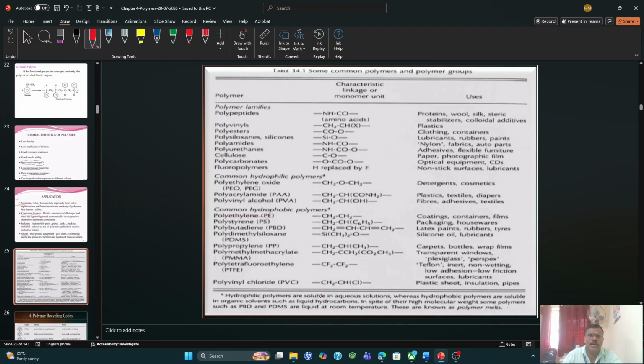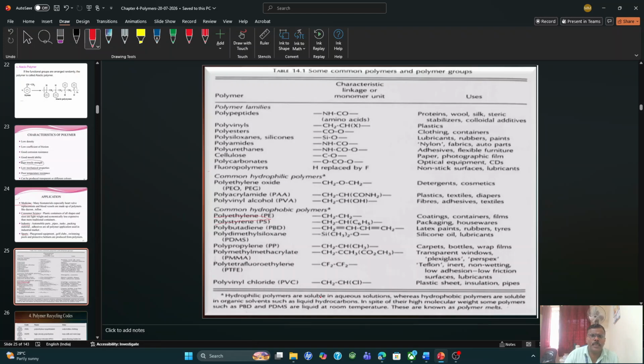Polythenes have two classifications: low density polyethylene and high density polyethylene. The molecular formula is (CH2)n. Coatings, containers, films, packaging, housewares. In these fields, these are very much useful. Polystyrene, CH2CHC6H5. It is similar to polythene. Besides this, the packing materials that form are nothing but polystyrene materials.